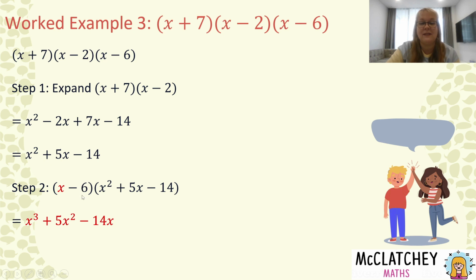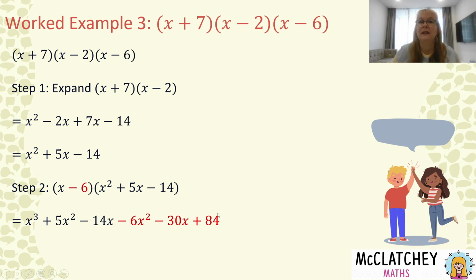Remember, it's negative 6 because the sign in front goes with the number after. So negative 6 times x squared will be negative 6x squared. Negative 6 times positive 5x will be negative 30x, because a negative times a positive makes a negative. And negative 6 times negative 14 will give me positive 84, because a negative times a negative makes a positive.